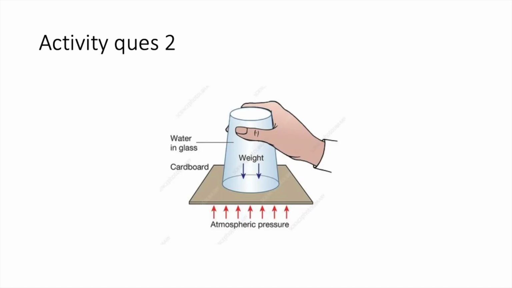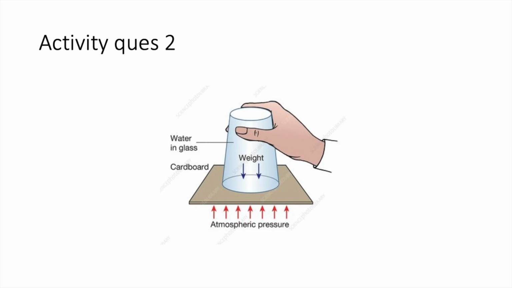Got it? Now moving on to the next activity question. What we will do in this activity is that we will take a glass filled with water in vertical position. Next, we will place a card on the rim of the glass and hold it with hand tightly, pressing it to the glass. Now invert the glass upside down with the card sticking on the mouth of the glass with hand. Now remove the hand slowly.